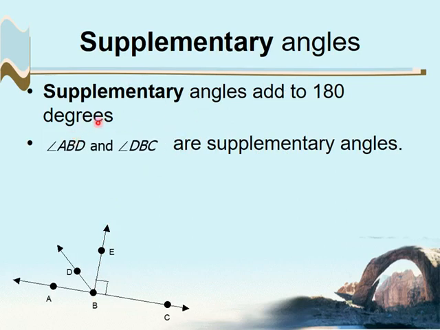Supplementary angles. If the sum of two angles is equal to 180 degrees, the angles are called supplementary angles. Angle ABD and angle DBC, it means this portion, both angles are called supplementary angles. And remember one more thing, one angle is the supplement of the other.